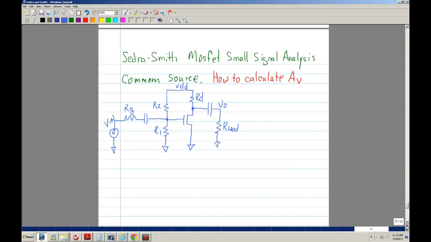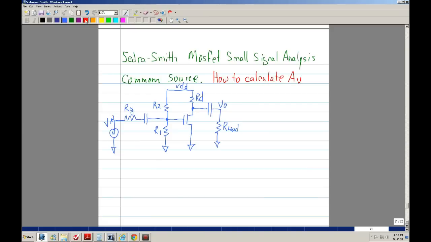Hi, welcome to the Sedra Smith MOSFET small signal analysis. In this video, I'm going to show how to derive or calculate the gain. I'm going to start off with the common source configuration, just in case you don't know how to differentiate between common source, common drain, and so forth topology.